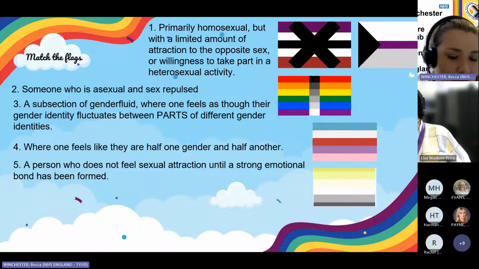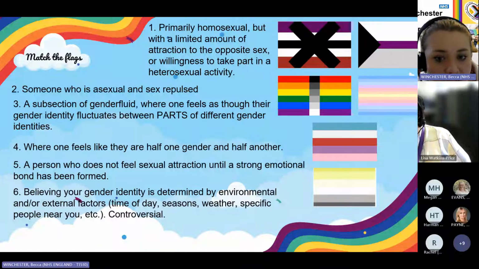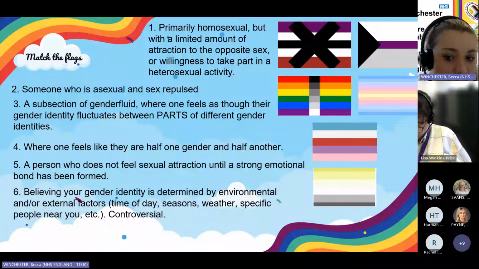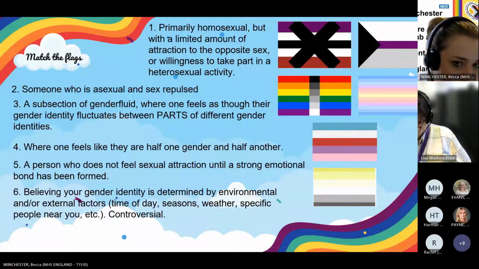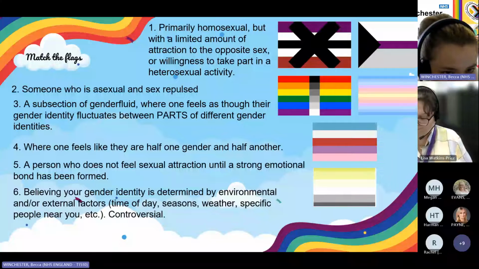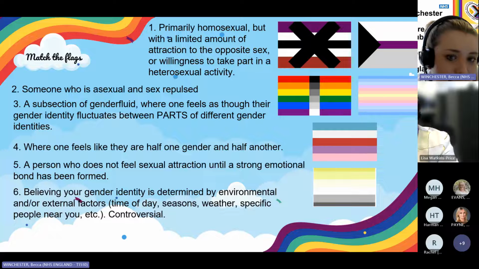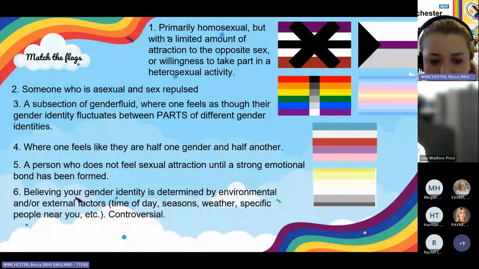And then finally we have statement 6, which is believing your gender identity is determined by environmental and or external factors, and that's flag number 4. So the blues, pinks and yellows, and that represents hemigender. Obviously, this is just a very, very small selection of those 188 flags. So there's a lot more to learn. And as I say, I will circulate that document so you can do some further reading if you want to.